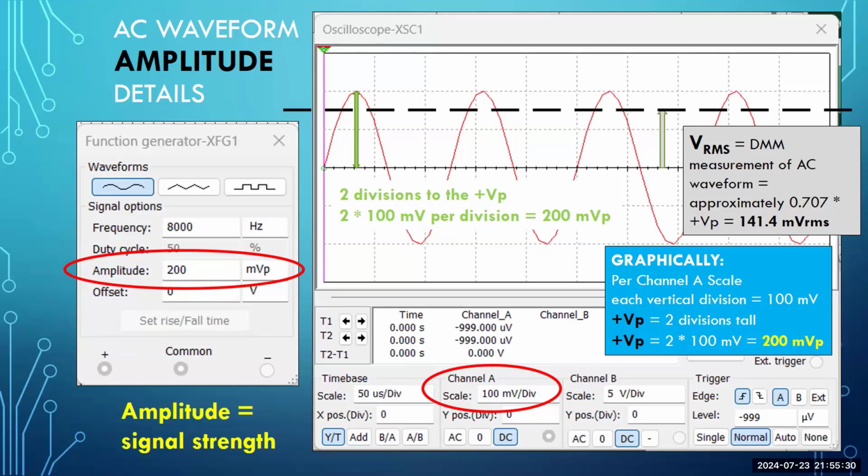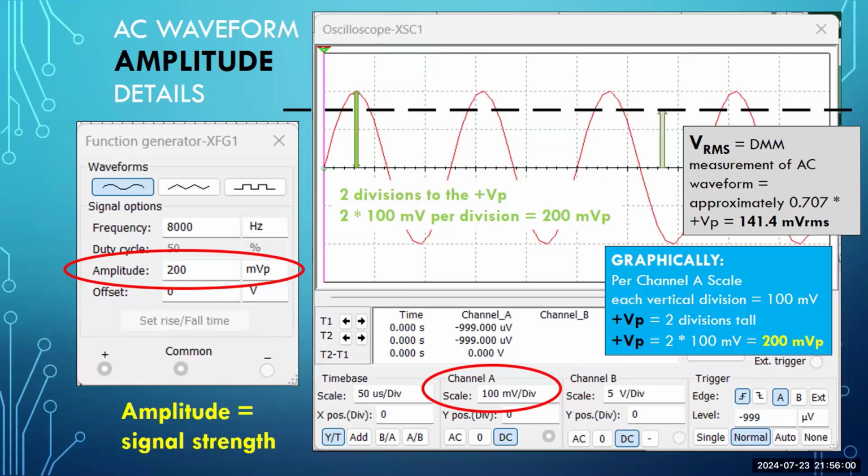It simply gives you the RMS value. And mathematically, we said it was approximately 0.707 of the V peak, which in this case calculates to be 141.4 millivolts RMS. How do we find that out? Take 0.707 times 200 millivolt peak. And that will calculate to be the 141.4 millivolts RMS.